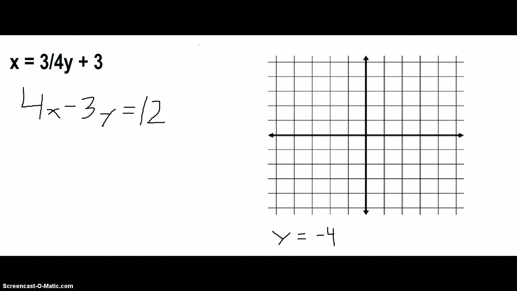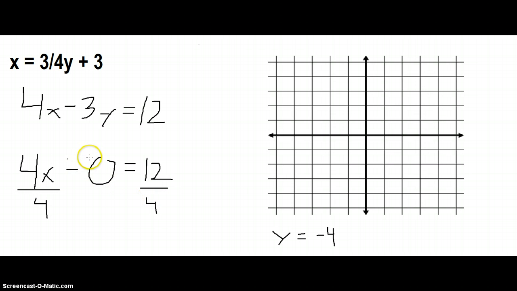We now need to find the x-intercept. So guess what we have to do? Yep, we have to make y equal 0. So we're going to have 4x minus 0 equals 12. Alright, so divide by 4, because we don't have to worry about this part of the problem anymore. It's just 4x equals 12, and then we find x equals 3. And that's our x-intercept.